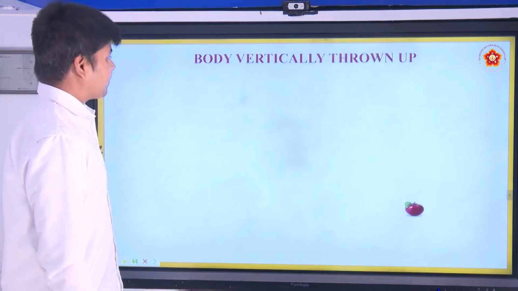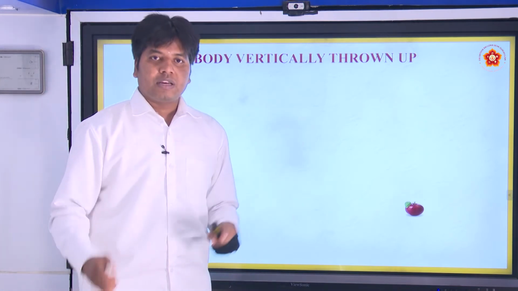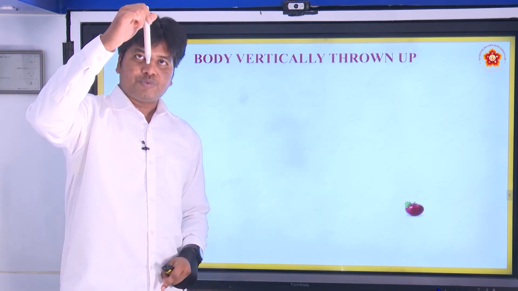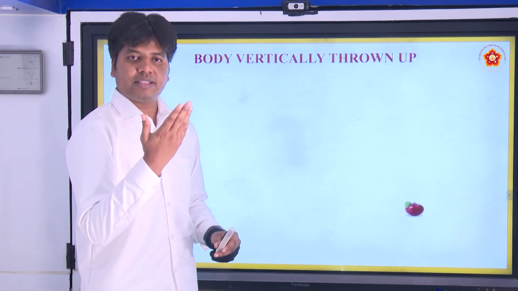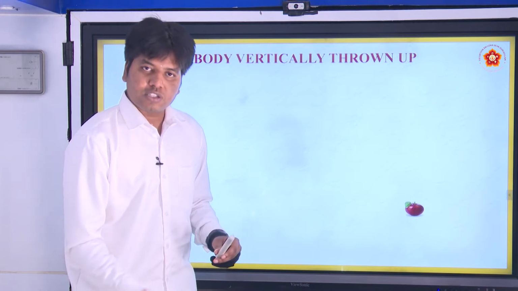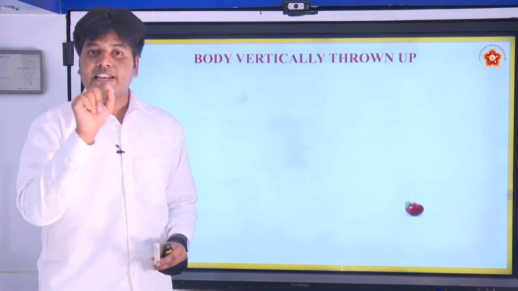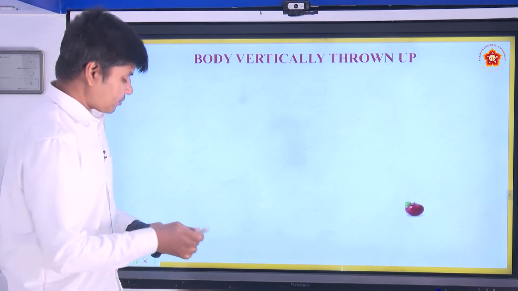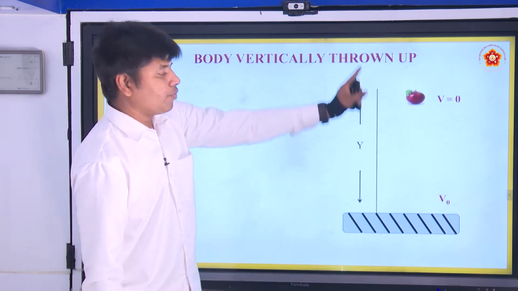Now let us see the body which is vertically thrown up. Previously we have seen the case where the body is falling down. Now let us throw it up. That is also vertical motion, motion in a straight line. We can also use the kinematic equations of motion there. So how is it moving? It is moving vertically up.